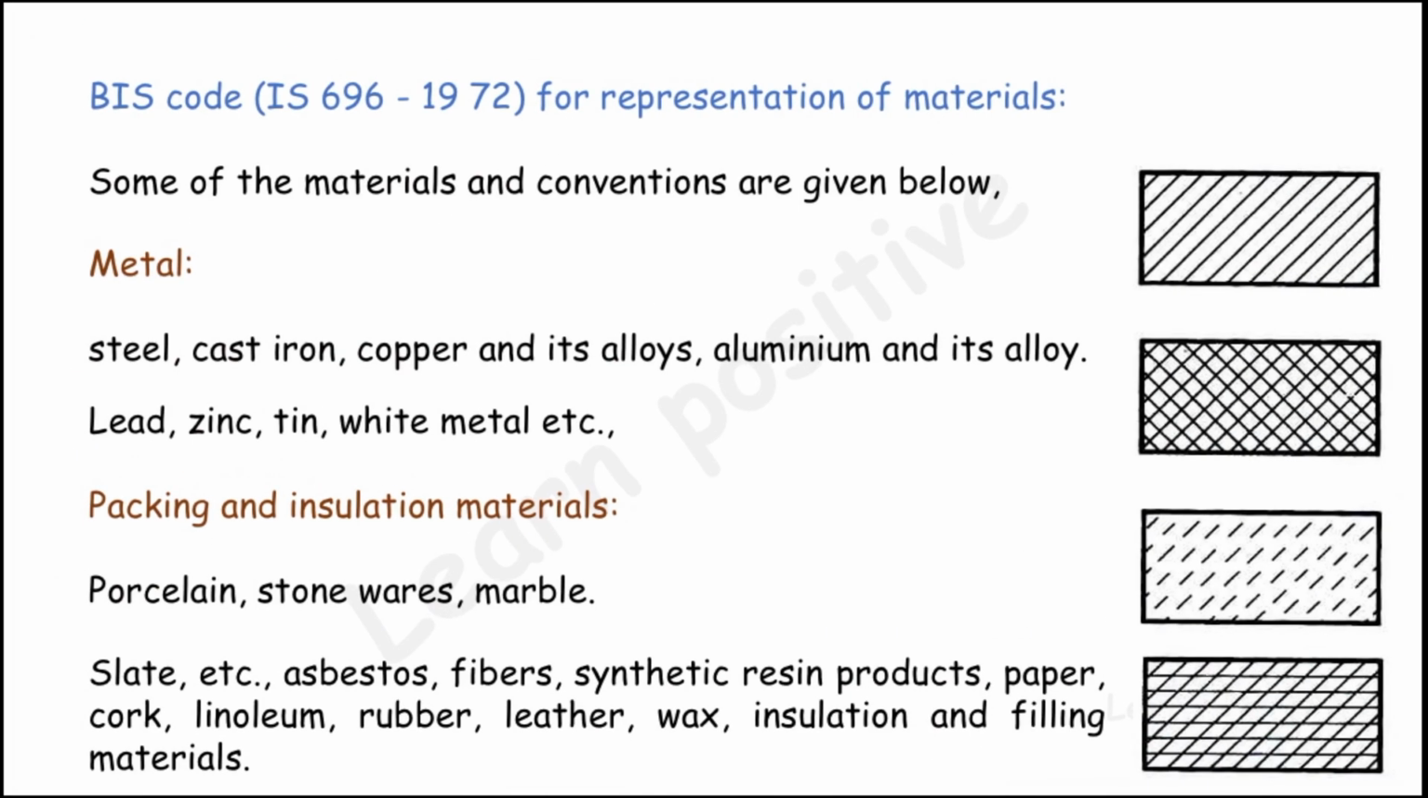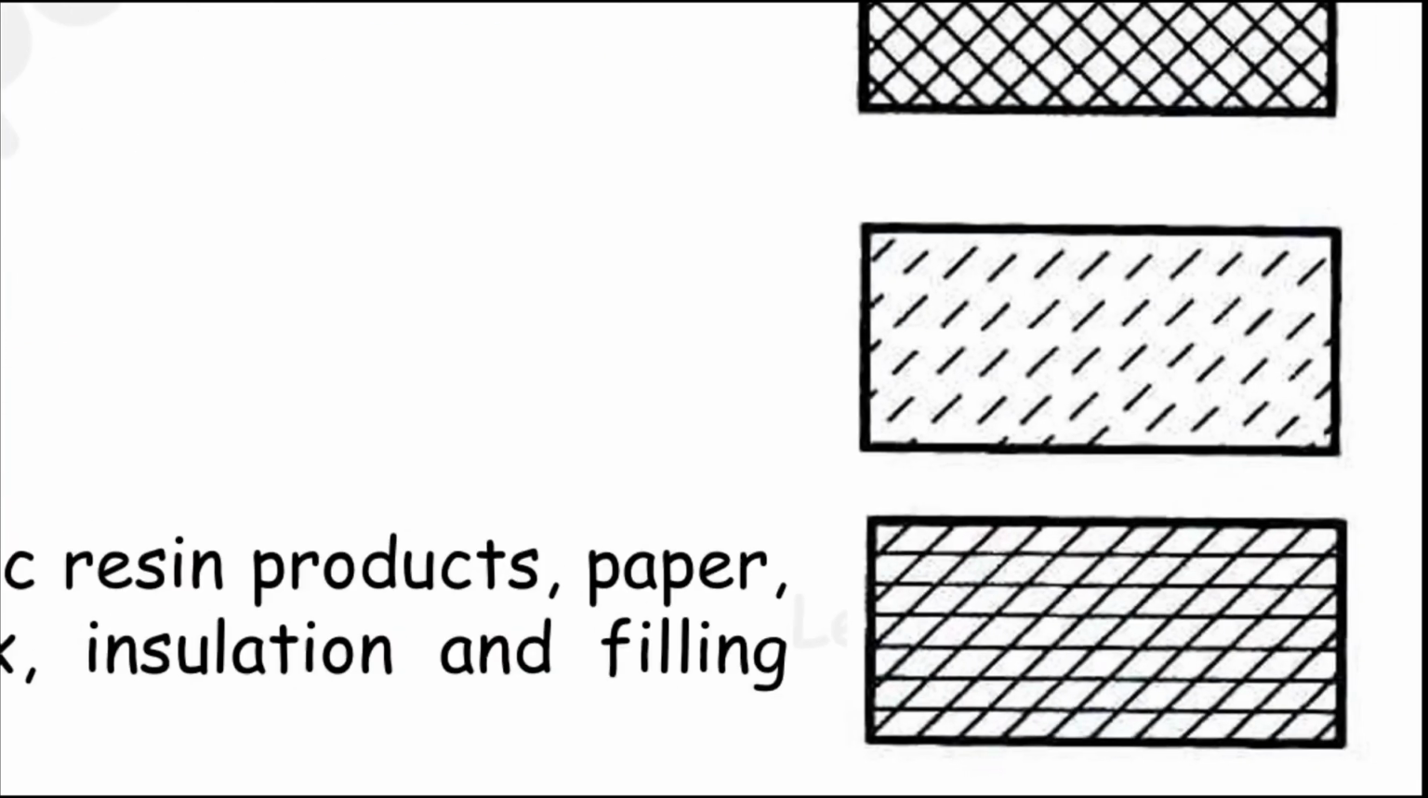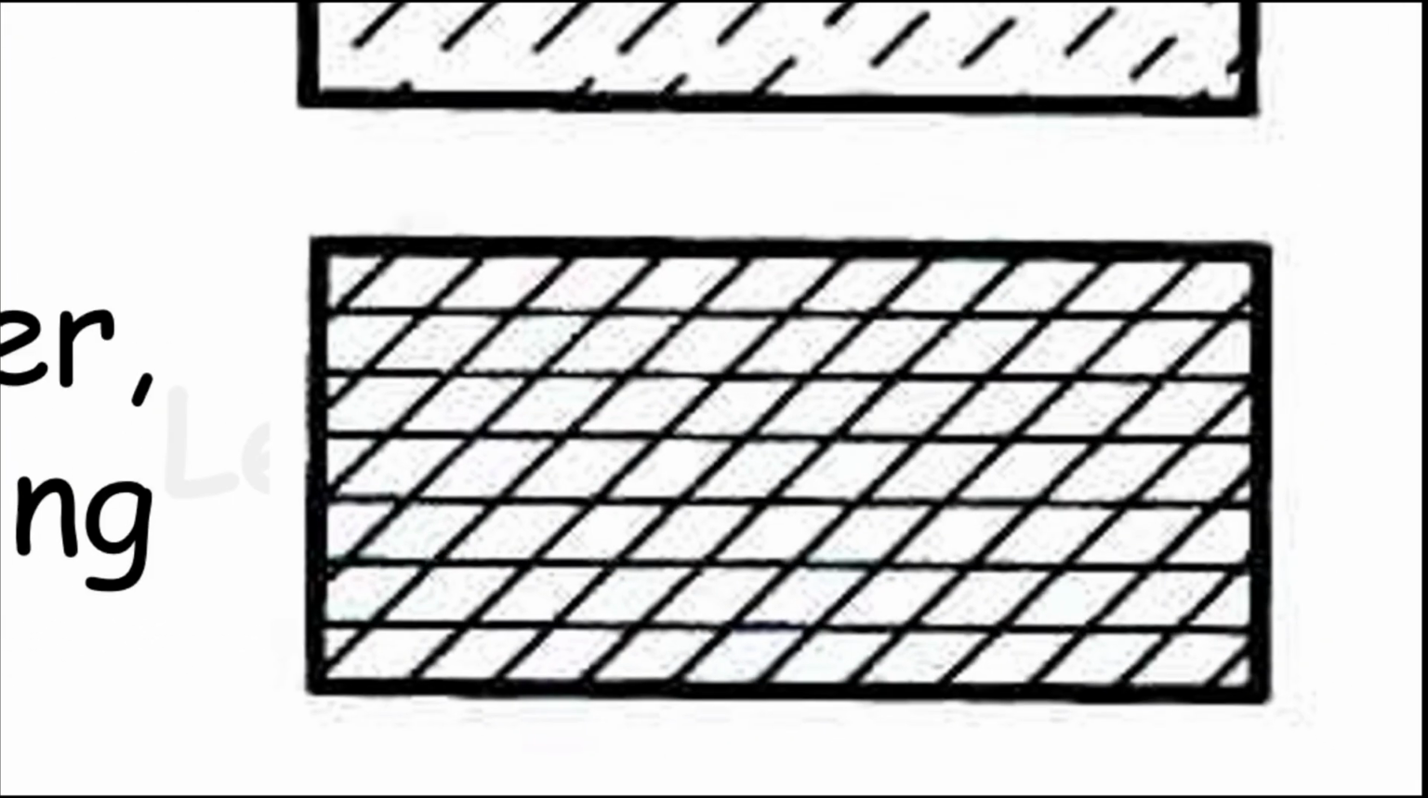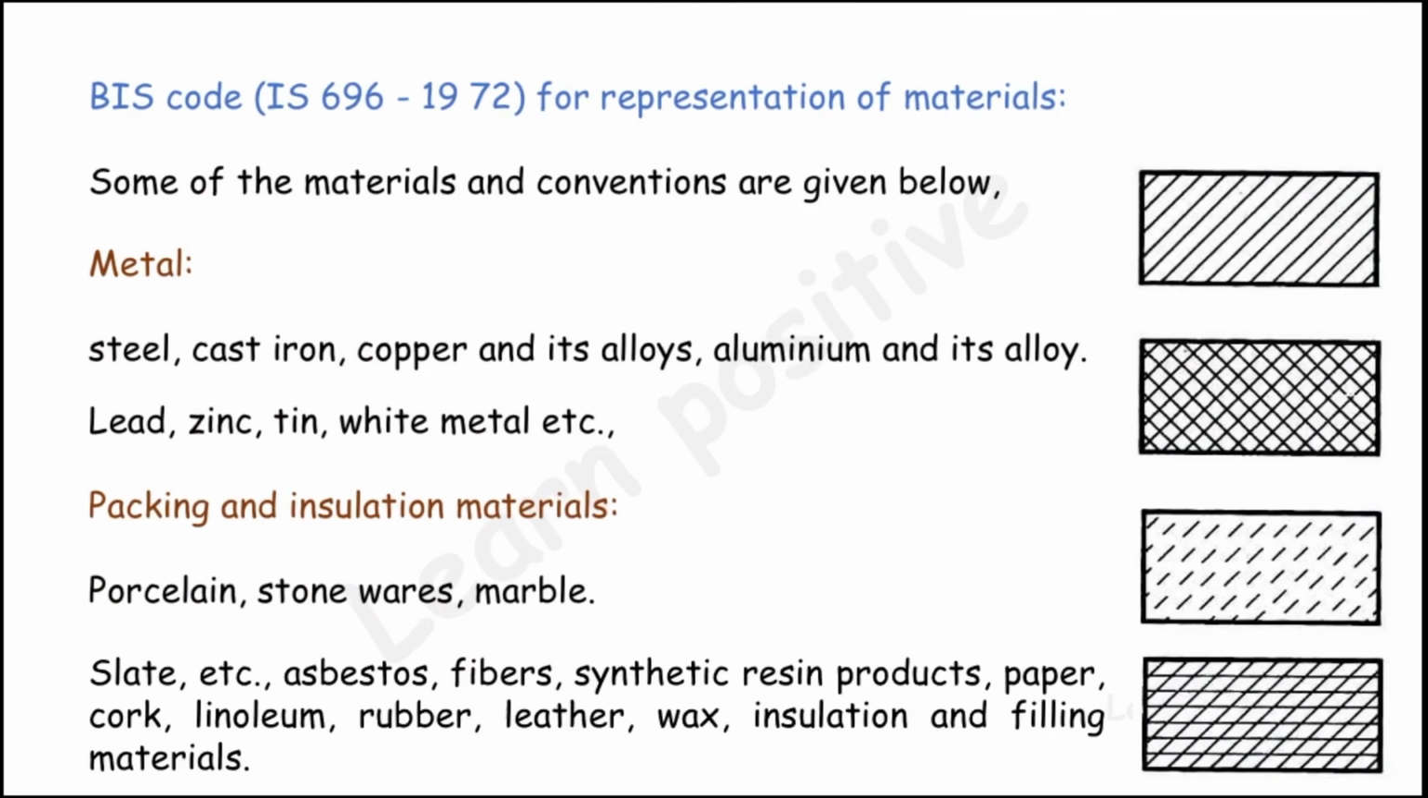And for the slate, fiber, synthetic resin product and paper, rubber, leather, wax, insulations, filling materials, for that we are going to use this kind of hatching. So it is said to be the 45-degree line and the horizontal line, meshed together. So this kind of mesh hatching lines are used for the wax, leather, that kind of products.